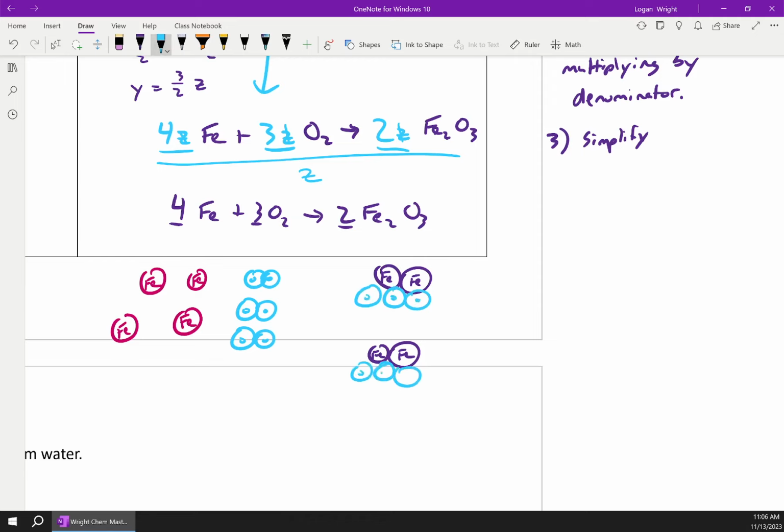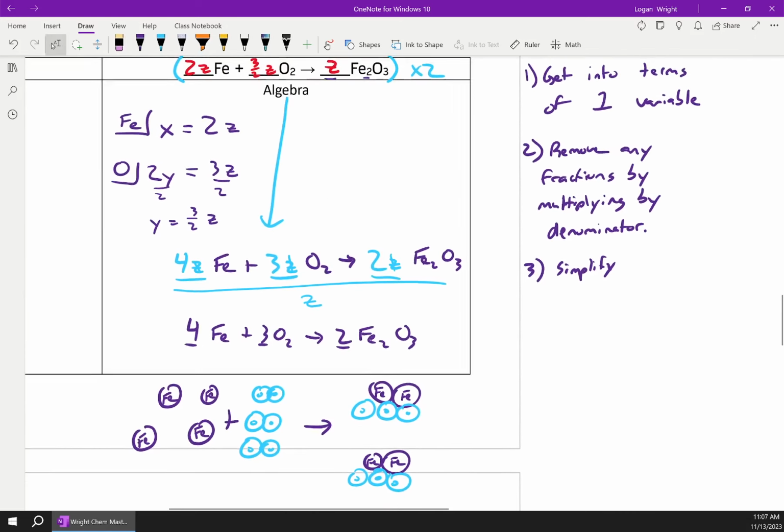So the question is, did we successfully preserve, oh, I made iron the wrong color. Well, we'll just make these ones purple. So at the beginning, I had 4 irons. I had 6 oxygens. So in order to create this more complex molecule, Fe2O3, I need 4 pure iron atoms, 3 oxygen molecules, and I will always end up creating 2 iron oxide molecules.